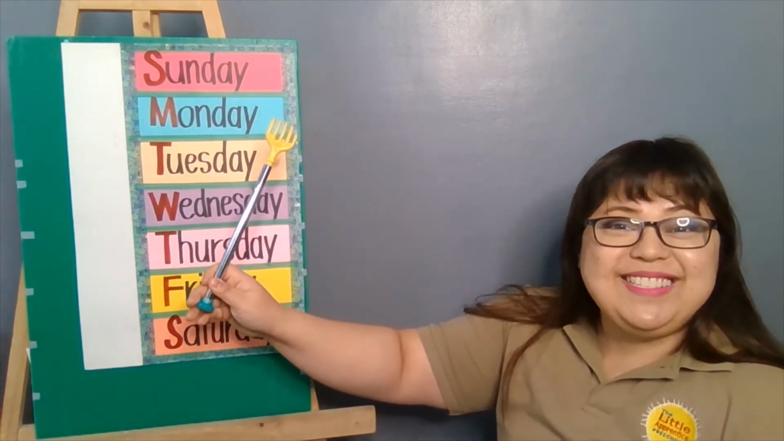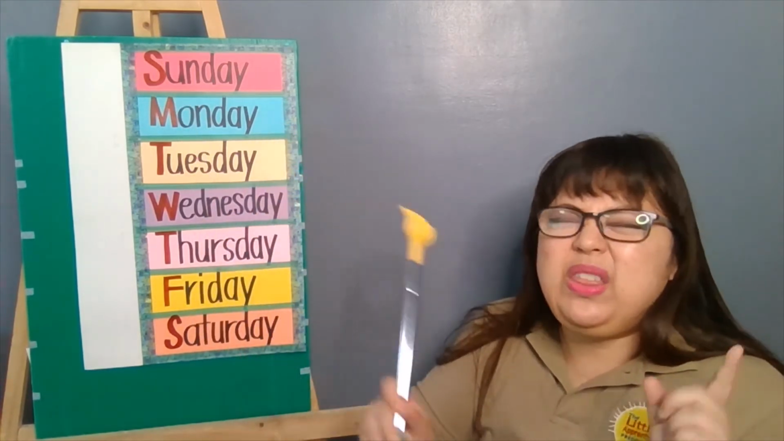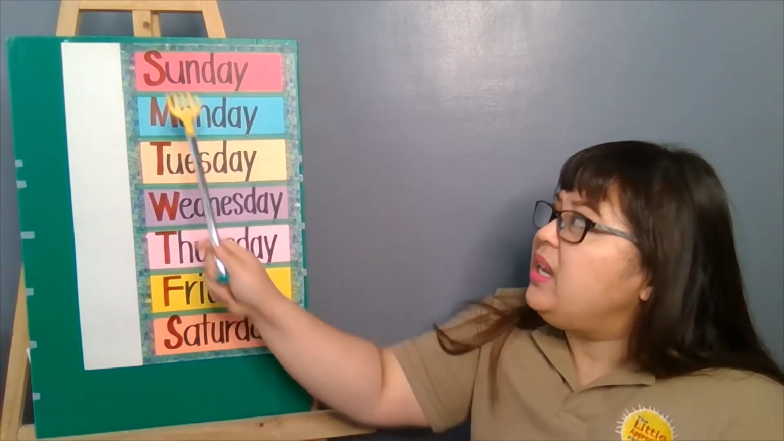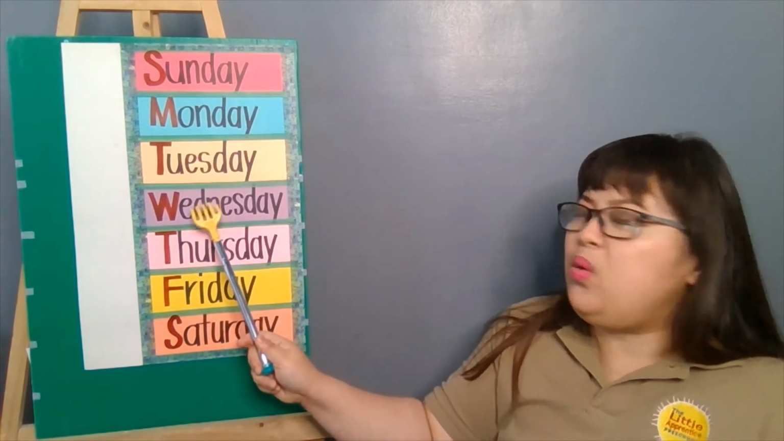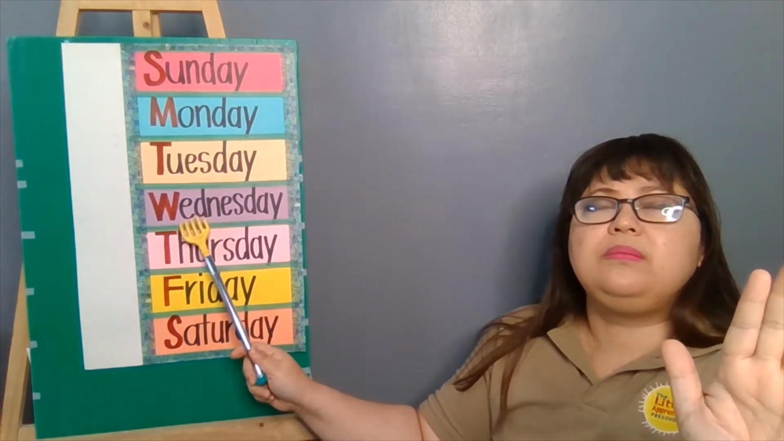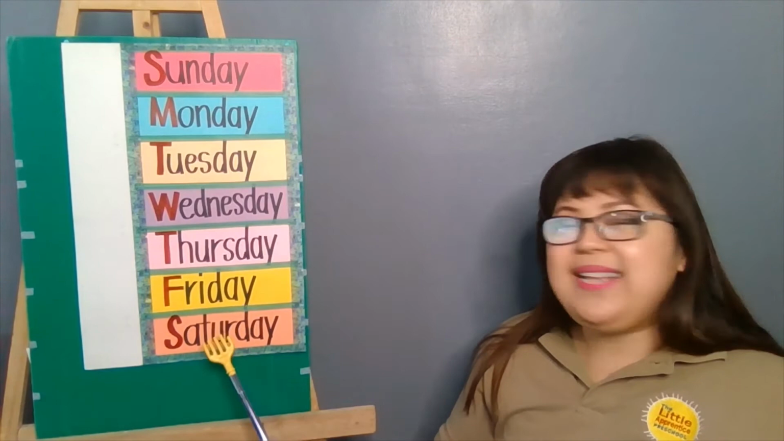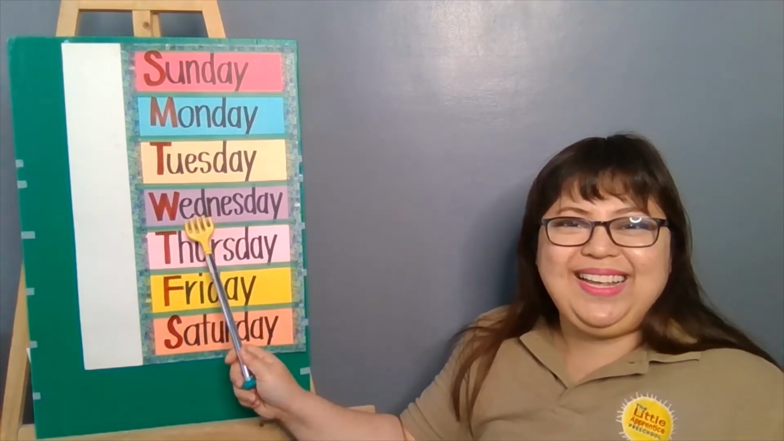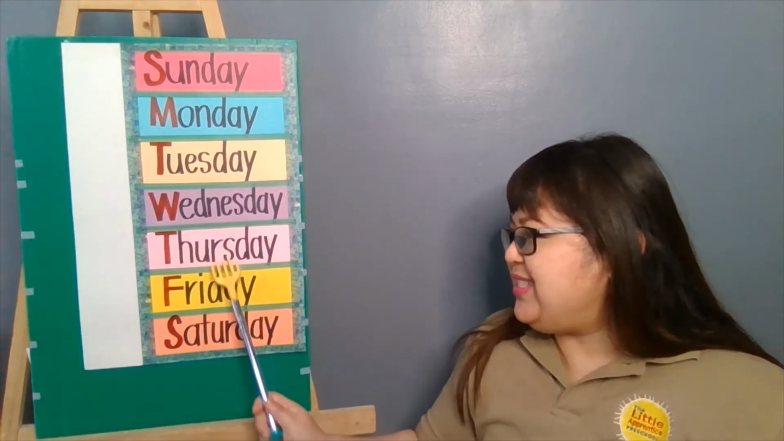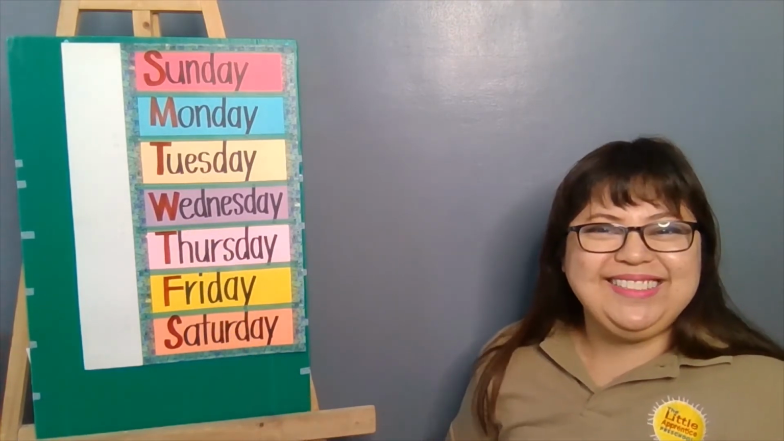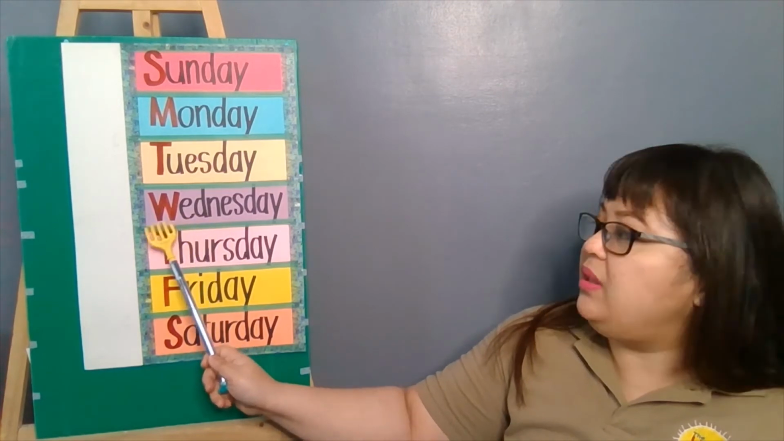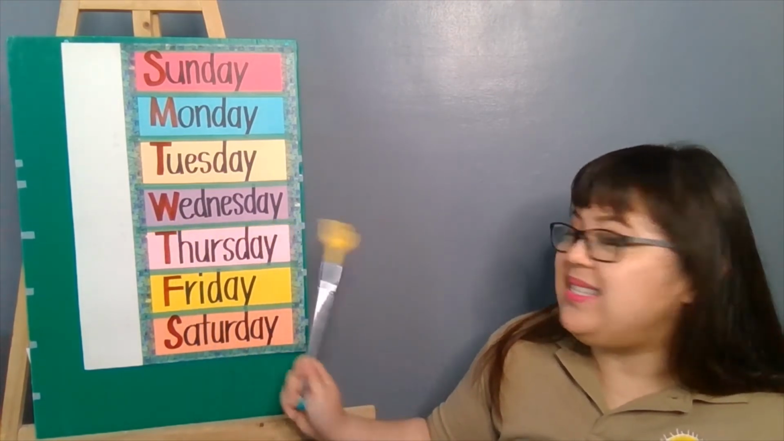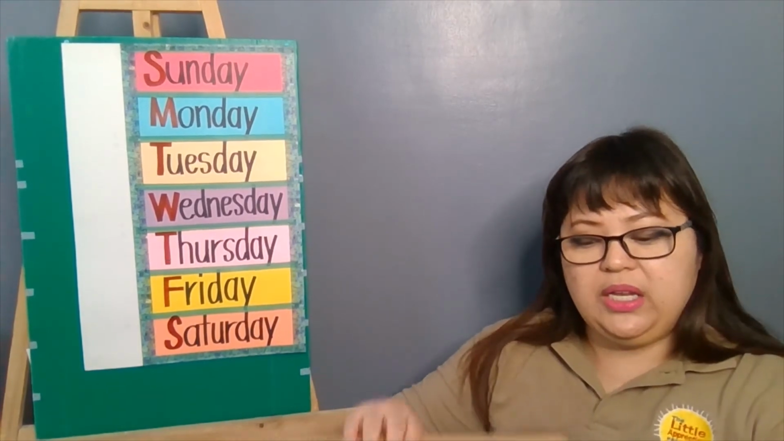There are 7 days in the week. There are 7 days in the week. Sunday, Monday, Tuesday, Wednesday, pause. Thursday, Friday, Saturday, Sunday, Monday, Tuesday, Wednesday. Thursday, Friday, Saturday. The purple card with a W in front of it stands for Wednesday.